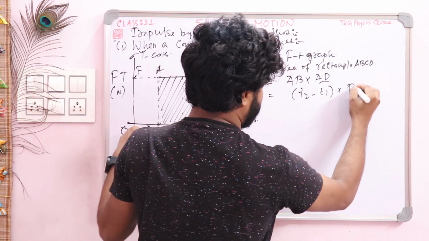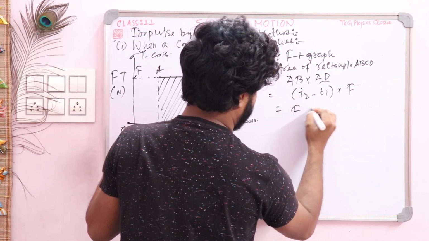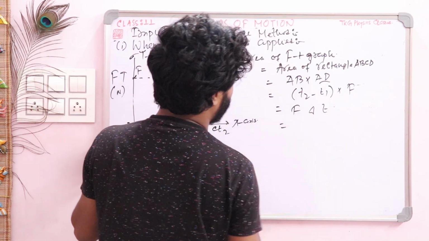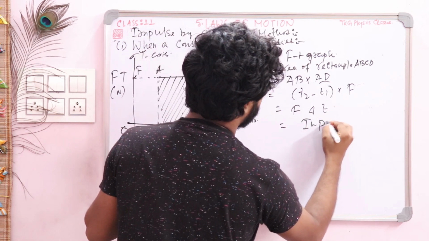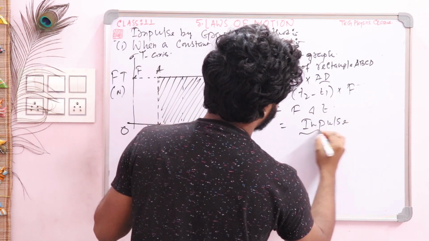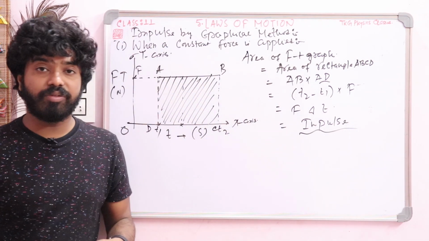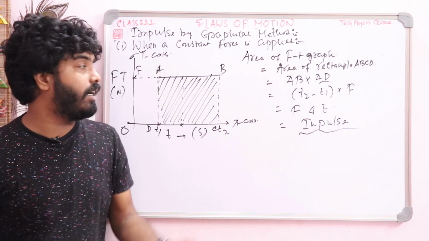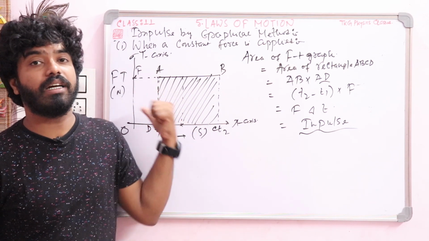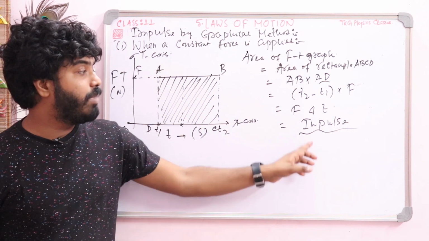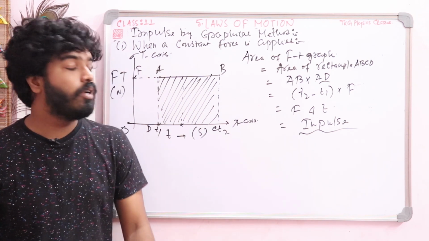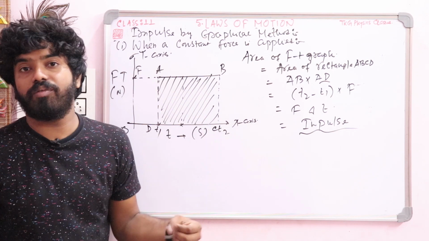So this one represents F, and this one represents del T, and you know the meaning of F into del T: that means impulse. So from this graph we can prove that if we find the area under this force-time graph, the result will be the impulse of that body. So this is the condition when a constant force is applied.